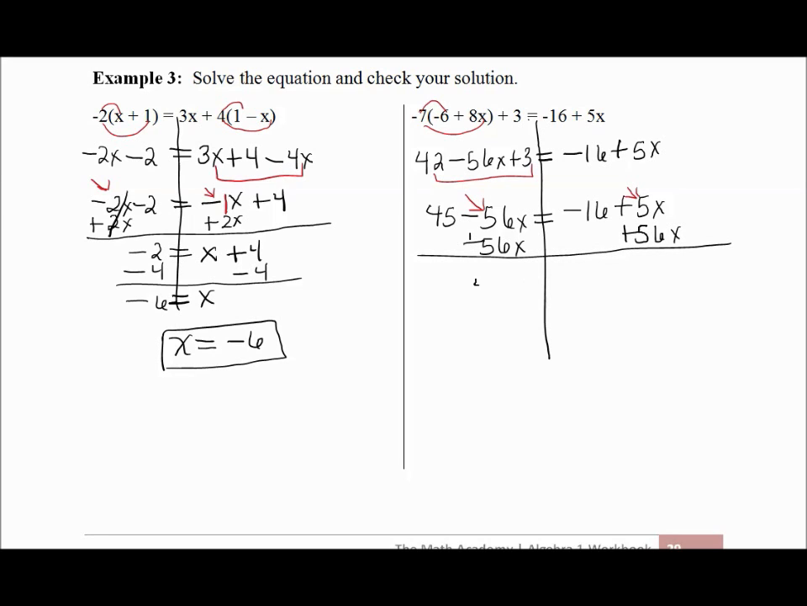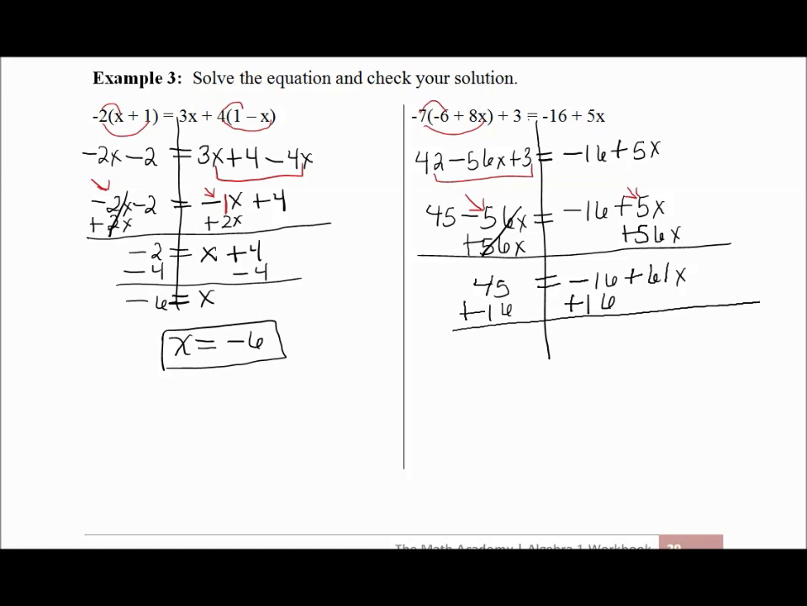Okay, bring down what I have left. Cancels out. Bring down my equal sign, -16 plus 61x. So still trying to isolate the variable, so I will add this 16 to both sides in order to get rid of it on the right.